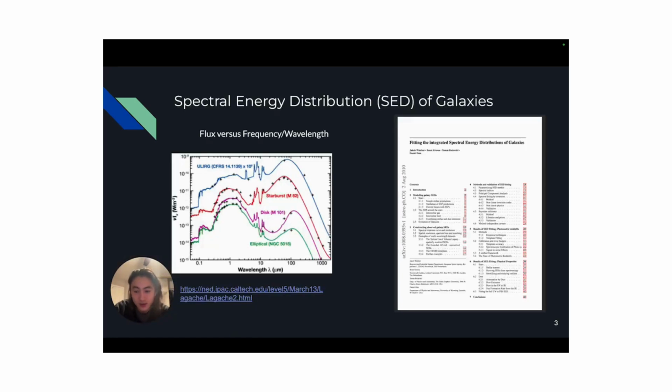Another way is now used to classify galaxies, which is their spectral energy distribution. A spectral energy distribution of a galaxy is just a graph of their flux on the y-axis versus either their frequency or their wavelength on the x-axis, and it looks something like these graphs. It was outlined in this paper that when you get certain data points on this graph from observational studies, you can oftentimes fit the entire graph to guess what it would be like.